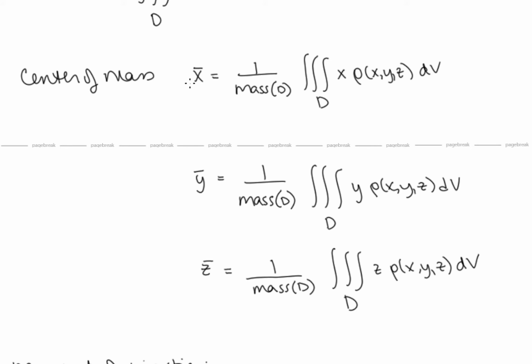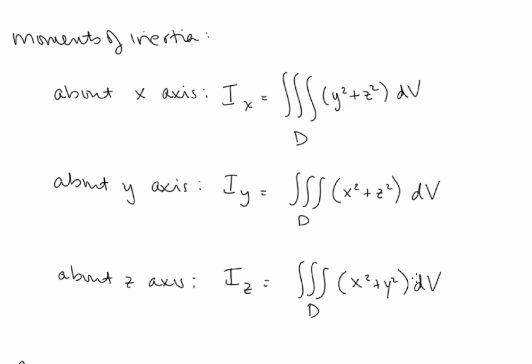So for center of mass, we've got the natural extension from what we had in double integrals. We've got 1 over mass of the domain D multiplied by the triple integral of x times the density. For the y-coordinate of the center of mass, we're integrating y times the density function, and for the z-coordinate, z times the density function. And for moments of inertia around the x, y, and z axes, we have these integrals.